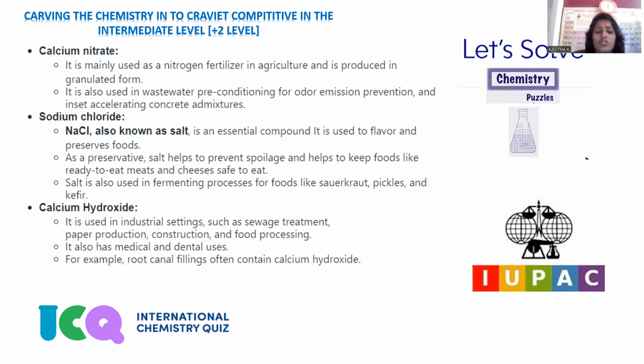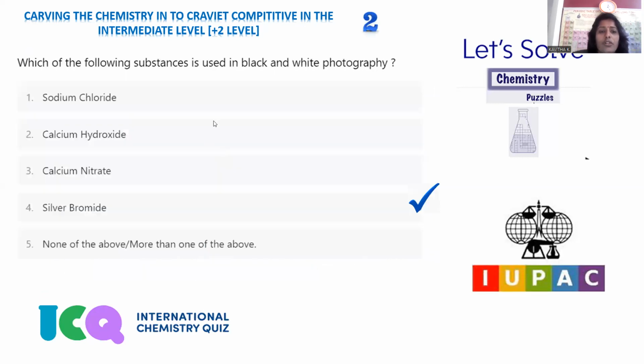Root canal treatment is used to clean up cavities present from the root level, right? And in that treatment, in the cleansing process also, we can use this calcium hydroxide. So this is the way we can go for question number 2. The right answer will be silver bromide. In photography, the probable chemical applied is silver bromide.